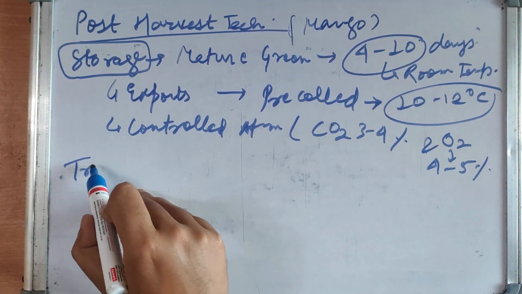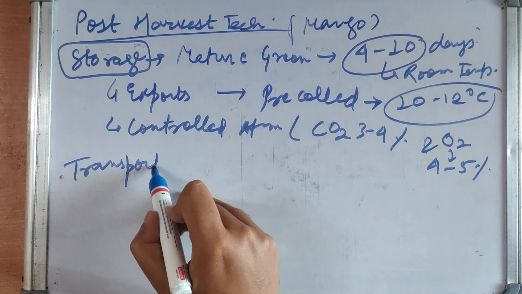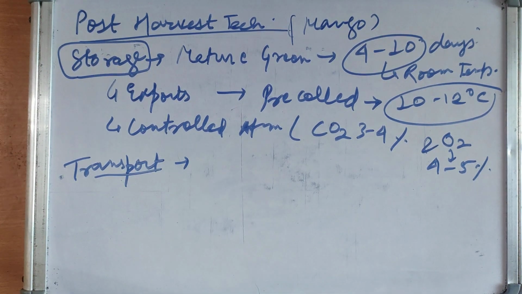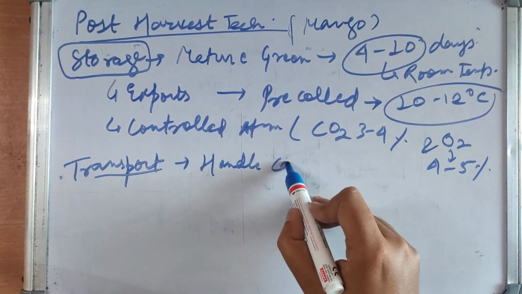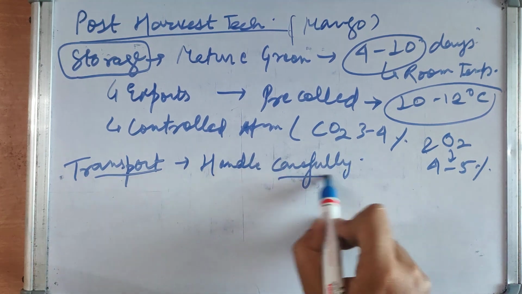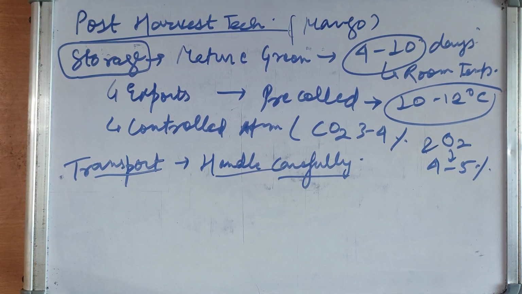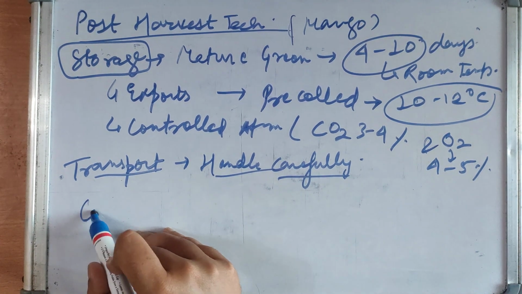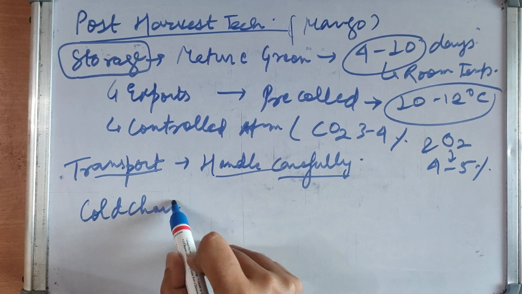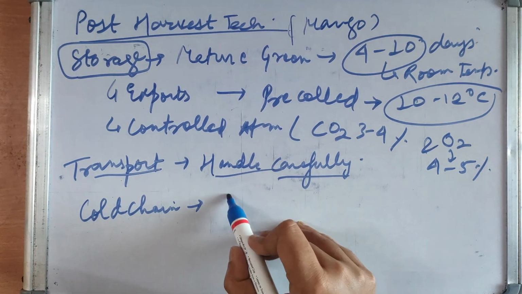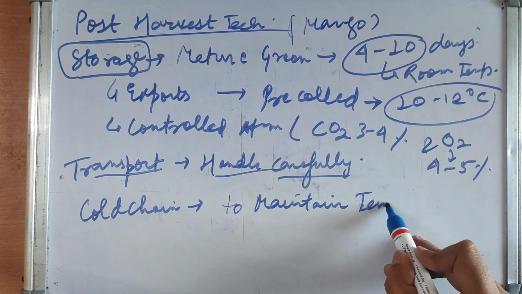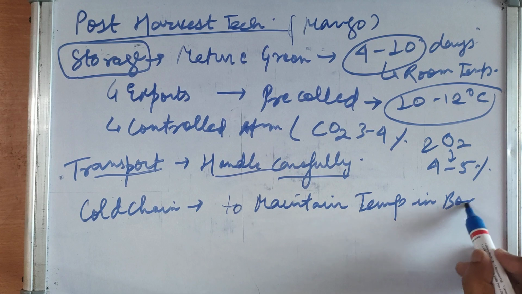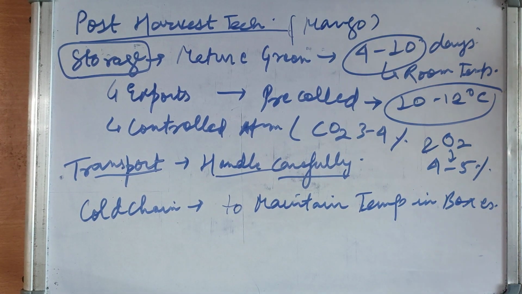Now transport. We need to handle boxes carefully and place them intact in storage vehicles, because any kind of injury to mango can decrease its rate. We can use cold chain to maintain temperature in boxes. So this was about mangoes.